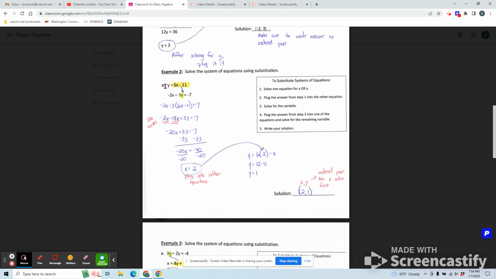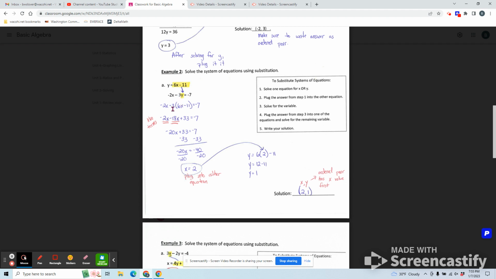So step 1, solve one equation for x or y. Well, good news, it's already solved. Y equals 6x minus 11. Okay, that makes it pretty easy. Step 1, done. Step 2, I'm going to plug in that information. Where I see a y, I'm plugging in 6x minus 11. Everything else stays the same. Negative 2x minus 3 is still there in the exact same spot. Equal sign and the negative 7 are in the exact same spot. The only thing changing is what I put in parentheses, which was the y. I substituted in 6x minus 11 for y.